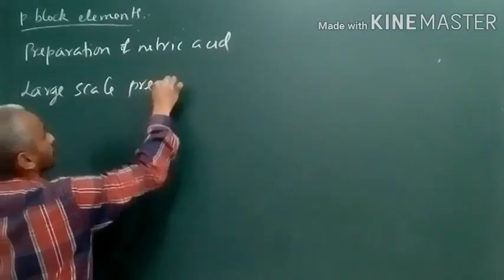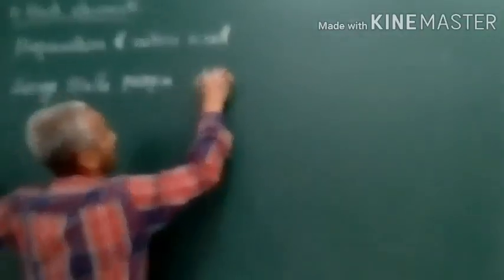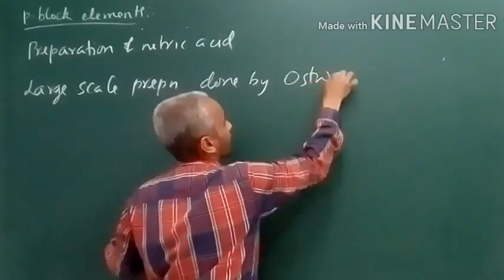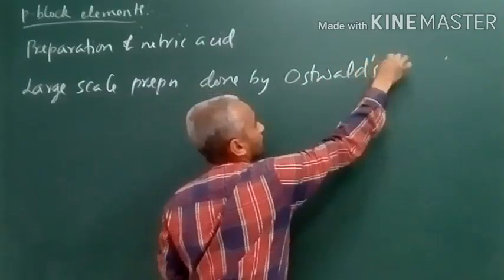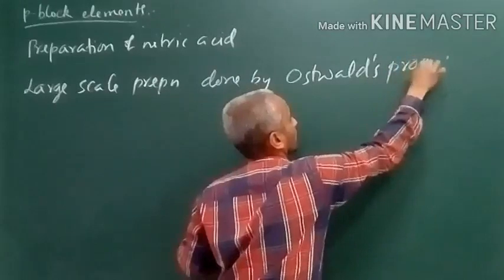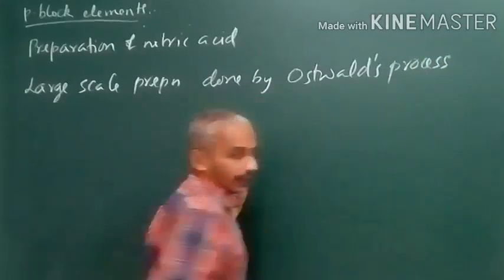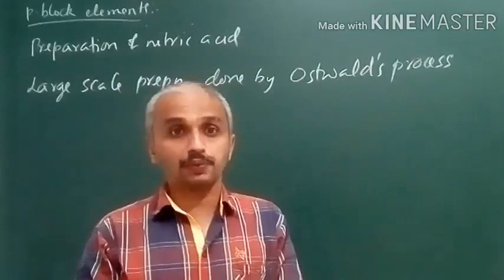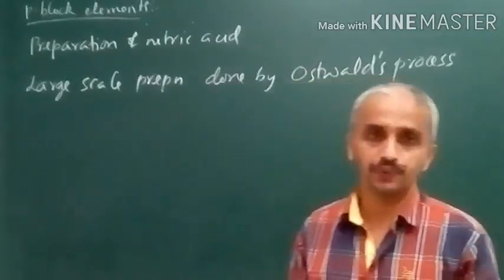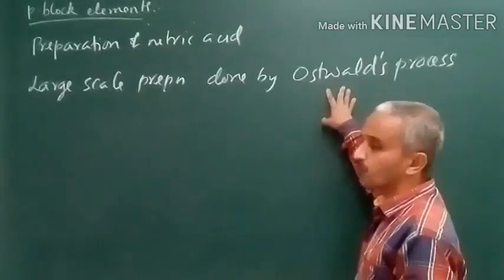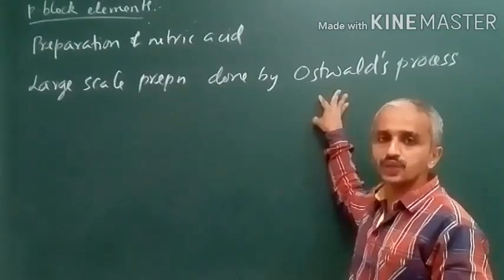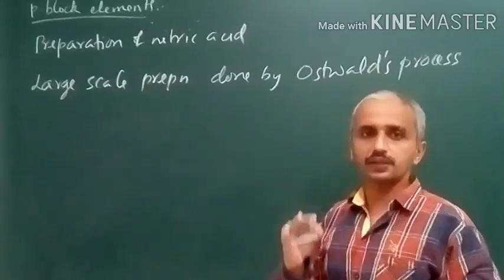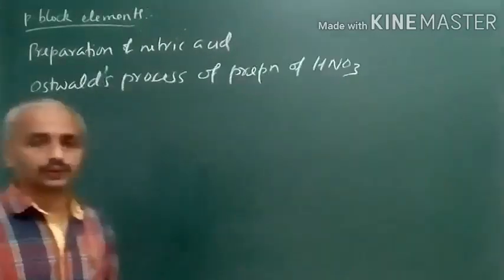Industrial preparation is done by the Ostwald process. Note it down. As I mentioned earlier, ammonia is prepared by the Haber process, nitric acid by the Ostwald process, and sulfuric acid by the contact process. Among these three, one is 100% guaranteed for your annual exam.